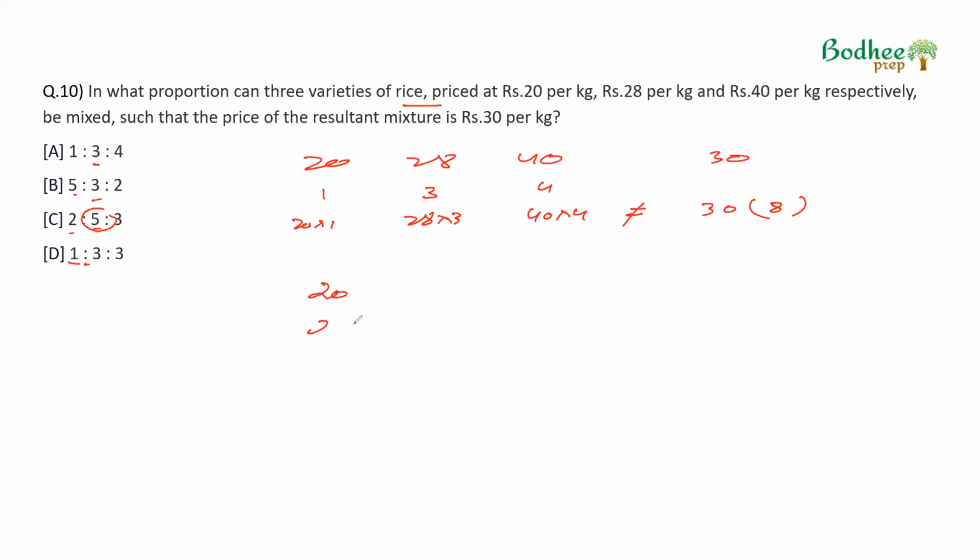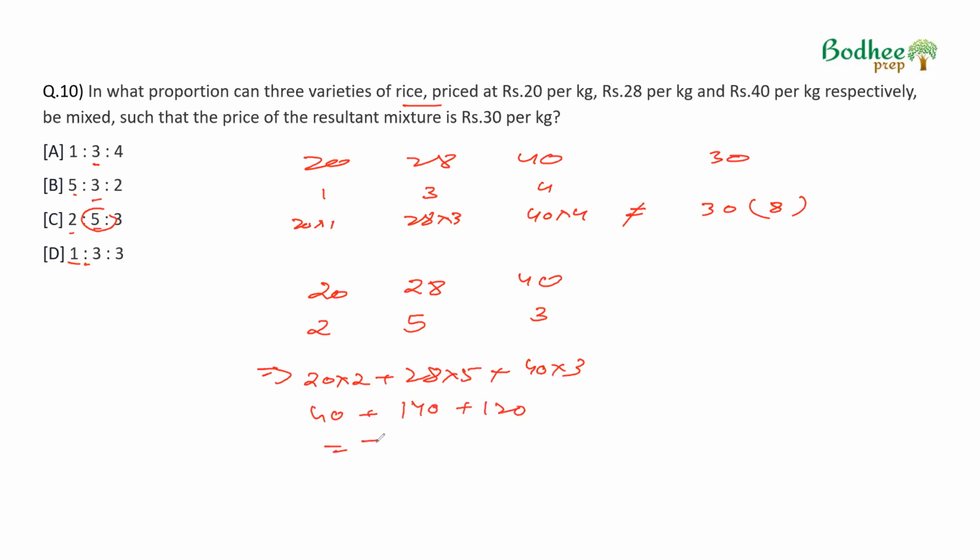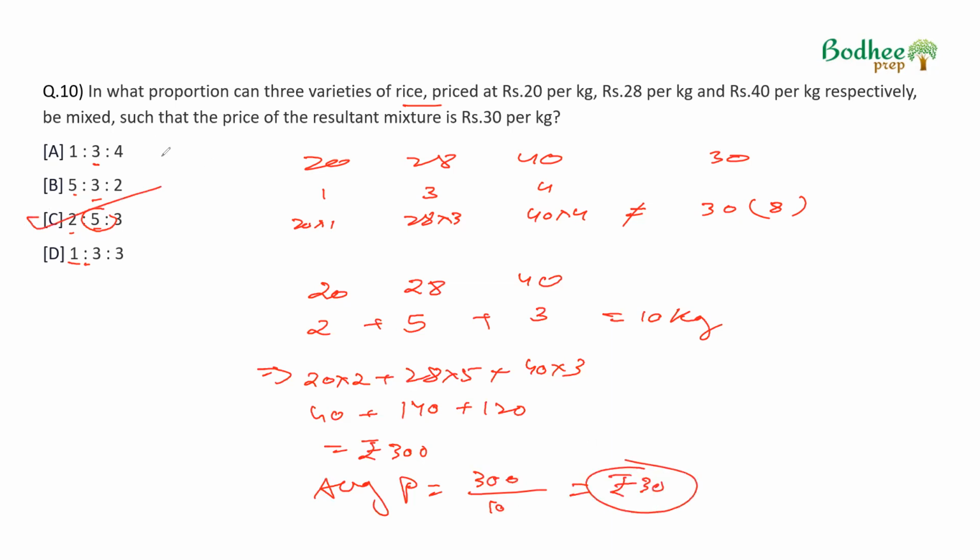Rupees 20 per kg, I'm taking 2 kgs. Rupees 28 per kg, I'm taking 5 kgs. Rupees 40 per kg, I'm taking 3 kgs. The total price here will be 20 into 2 plus 28 into 5 plus 40 into 3, which will be 40 plus 140 plus 120. So 180 plus 120. This is rupees 300 is the total price. And the total weight taken is 2 plus 5, 7 plus 3, 10 kgs. So the average price will be 300 upon 10, which is rupees 30. Hence, option C will give us the answer.